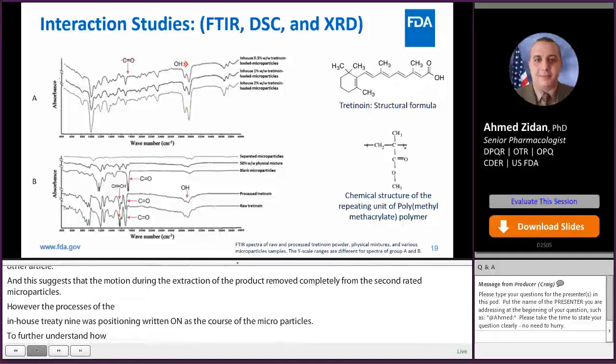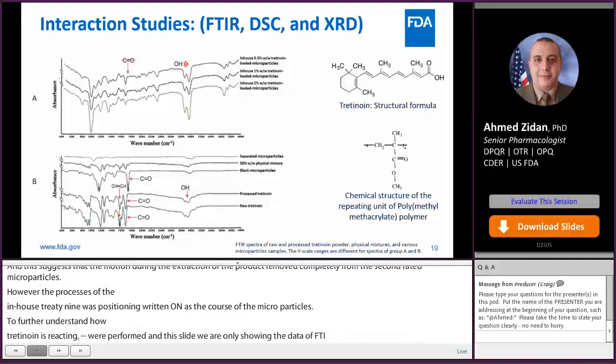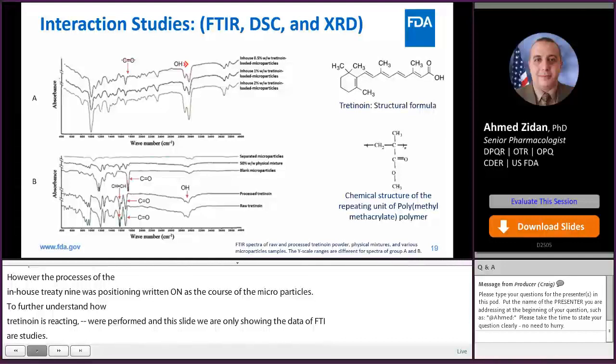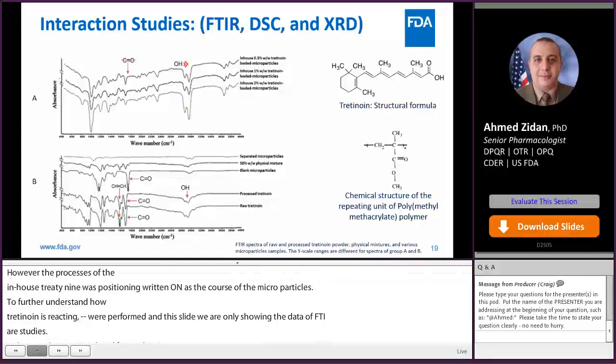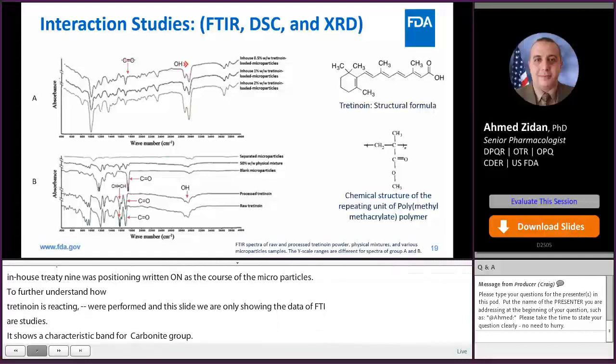FTIR spectra of raw and processed tretinoin shows a characteristic band for stretching vibration of the carbonyl group. And when we see the spectra of microparticles, it also shows a characteristic band of carbonyl groups. And the FTIR of the physical mixture shows the corresponding bands from both tretinoin and microparticle.